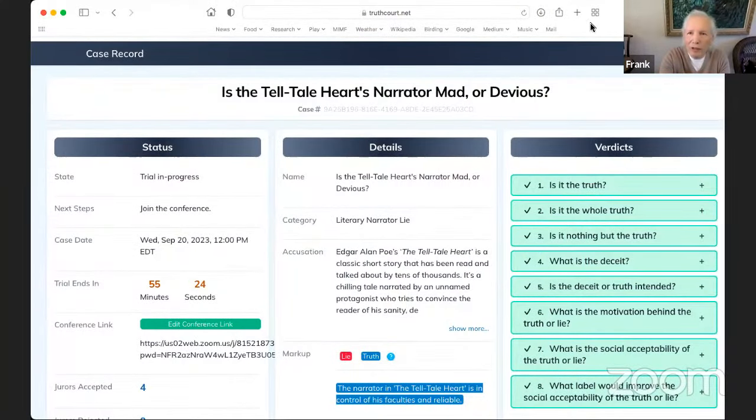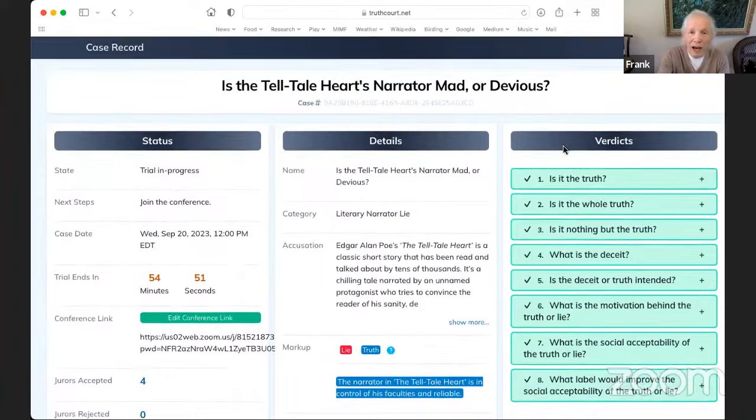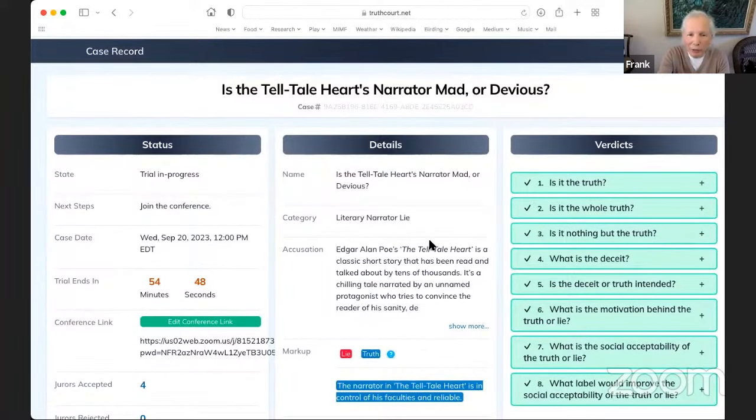All right. I should be sharing my screen now, and I'm showing you my case. The case today is called, Is the Telltale Heart's Narrator Mad or Devious? Now, this is an Edgar Allan Poe short story that tens of thousands of students have had to read and discuss in class. And today, we're going to take the traditional and very familiar to teachers question about the narrator in that short story. I'm calling this a literary narrator lie.